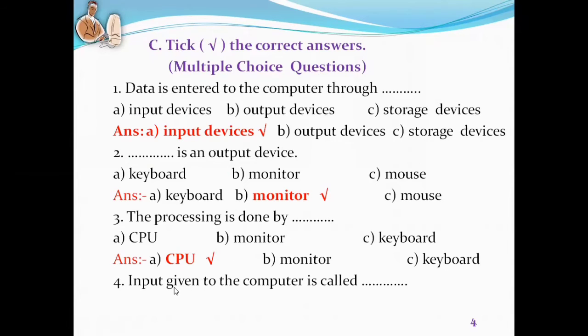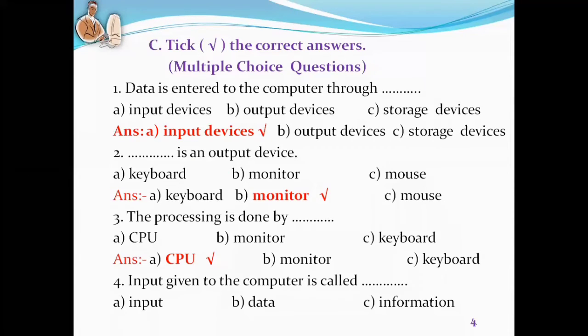Input given to the computer is called what? Option A, input; option B, data; and option C, information. Data. Okay, good, very good. Yes, you can unmute yourself when you can. Good. Yes.